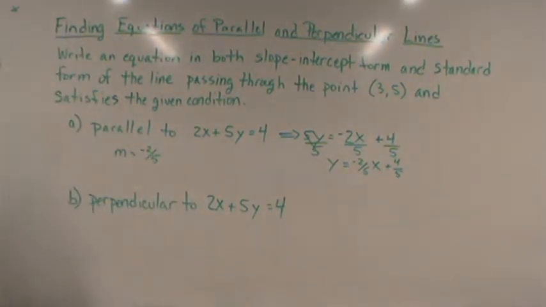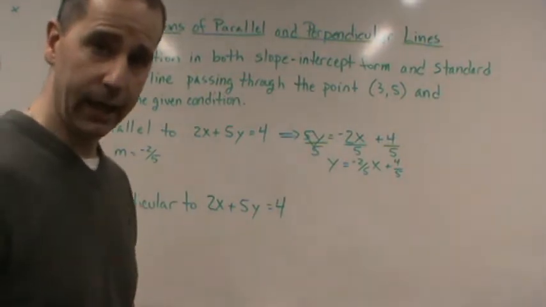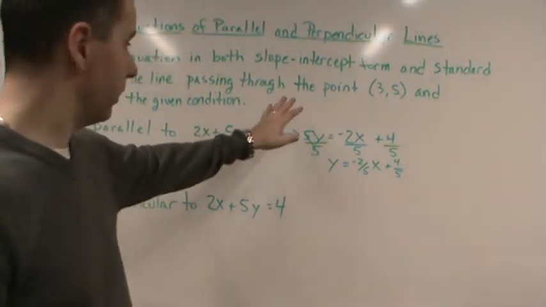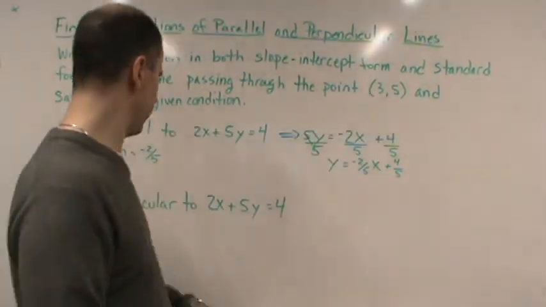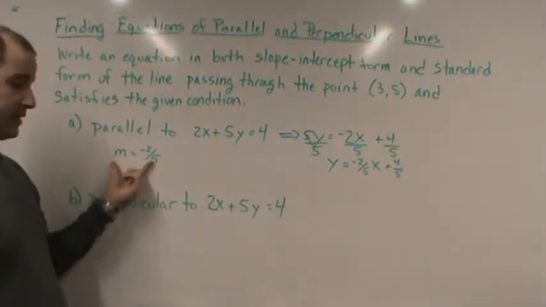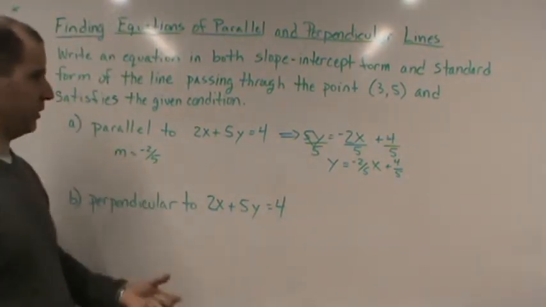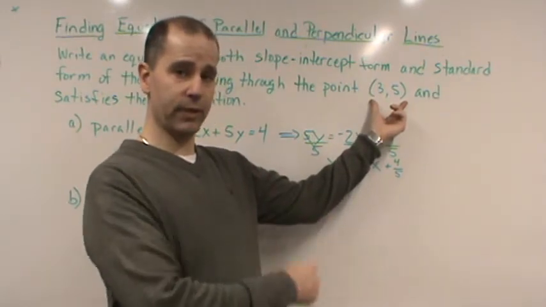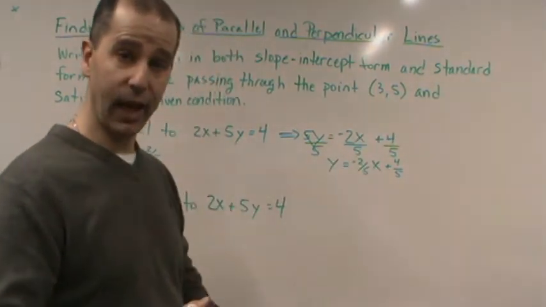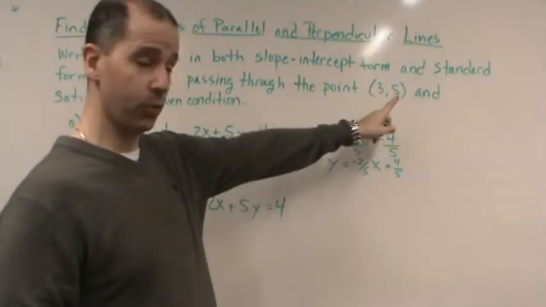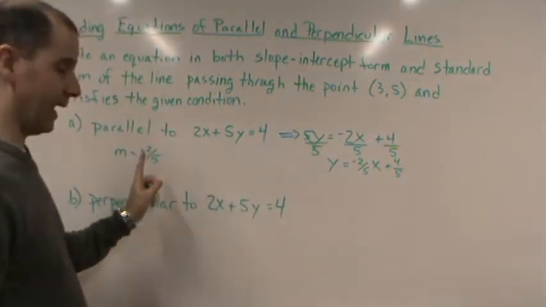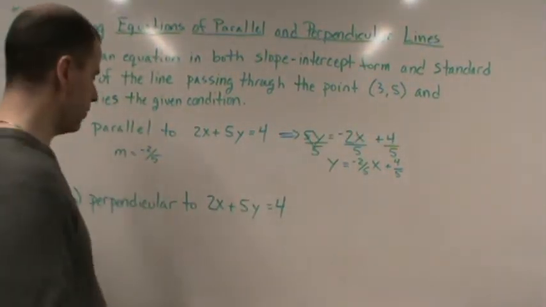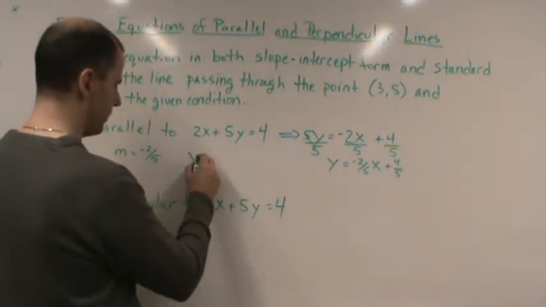Now the other piece of the puzzle uses the fact that we have a point. We know that it goes through this point. So we know the line has a slope of negative 2/5 and goes through this point. Now we can use what we learned in the previous sections to come up with an equation of a line that goes through a point and has this slope. So let's do that.